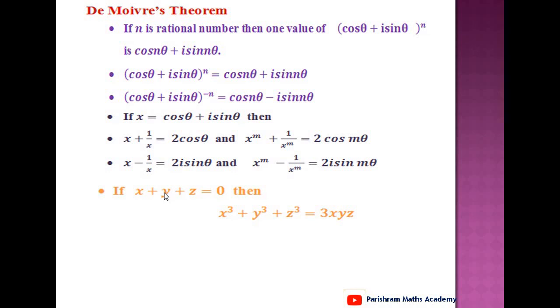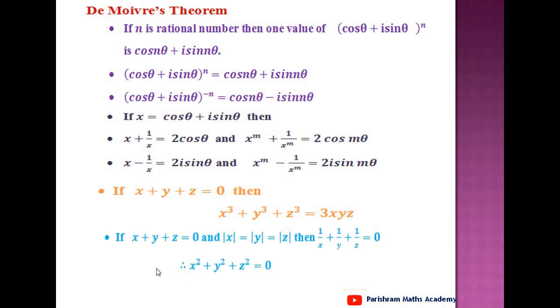Now, here also we can use, when x plus y plus z equal to 0, at that time x cube plus y cube plus z cube is the same as 3xyz. And if x plus y plus z equal to 0, and mod of x equal to mod of y equal to mod of z, then 1 upon x plus 1 upon y plus 1 upon z equal to 0. If this condition is satisfied, then x square plus y square plus z square equal to 0.